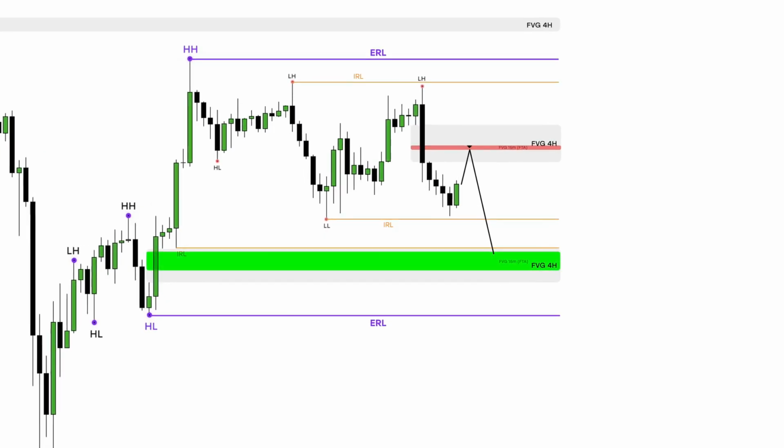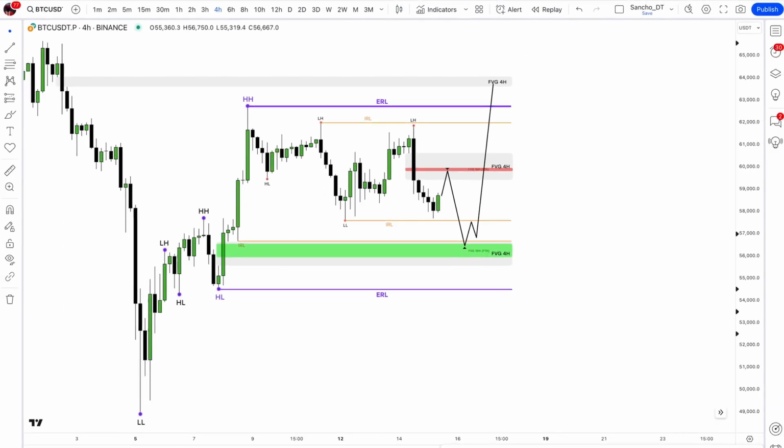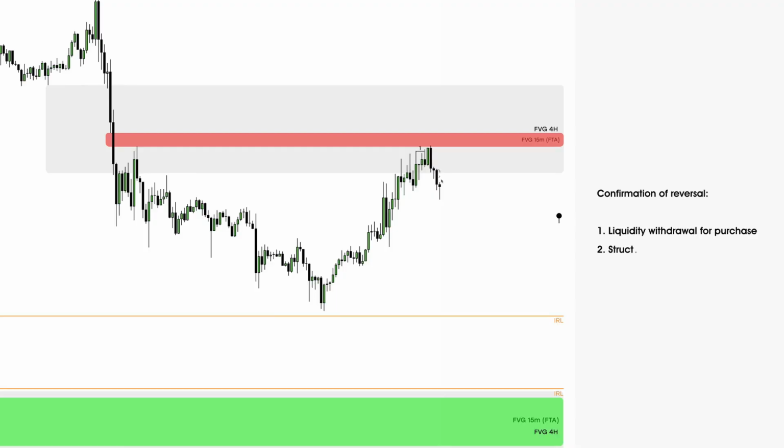For example, for a local short position, we'll target the minute imbalance zone, where a reversal is highly likely and the price may begin to decline. The target in this case will be the start of the 15-minute bullish imbalance, which might serve as a reversal zone upwards. To confirm a reversal, focus on three main factors.